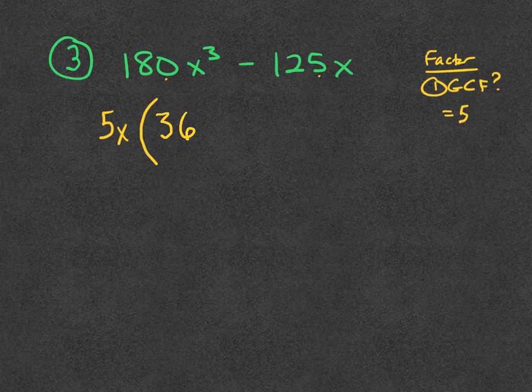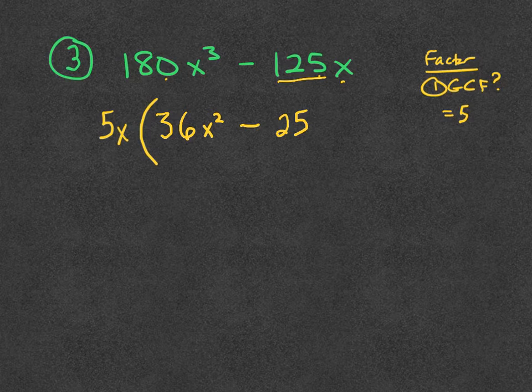So 180 divided by 5 leaves 36. We took out one of the x's, so that leaves 2 x's. Minus, when you do 125 divided by 5, you're left with 25. And we took the x out, so there's no x left there. So that's the first step.